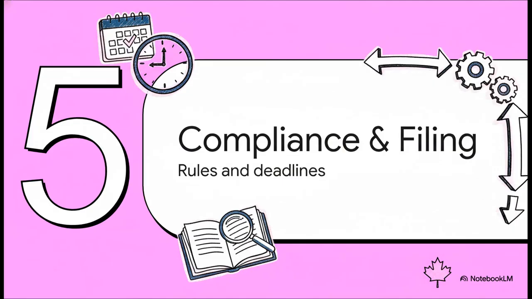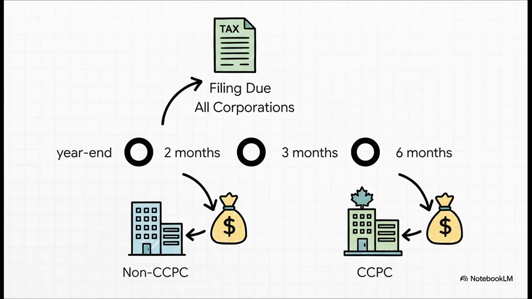Okay, so we've seen all these amazing benefits, but to get them, and more importantly, to keep them, you have to play by the rules. So let's wrap up by touching on some of the essential administrative points, the compliance basics that you just need to know. Here's a small but very valuable cash flow advantage for CCPCs. While all corporations get 6 months after their fiscal year end to file their tax return, a CCPC gets an extra month to actually pay the tax they owe. They have 3 months after year end compared to just 2 months for a non-CCPC. And in business, as we all know, cash flow is king.